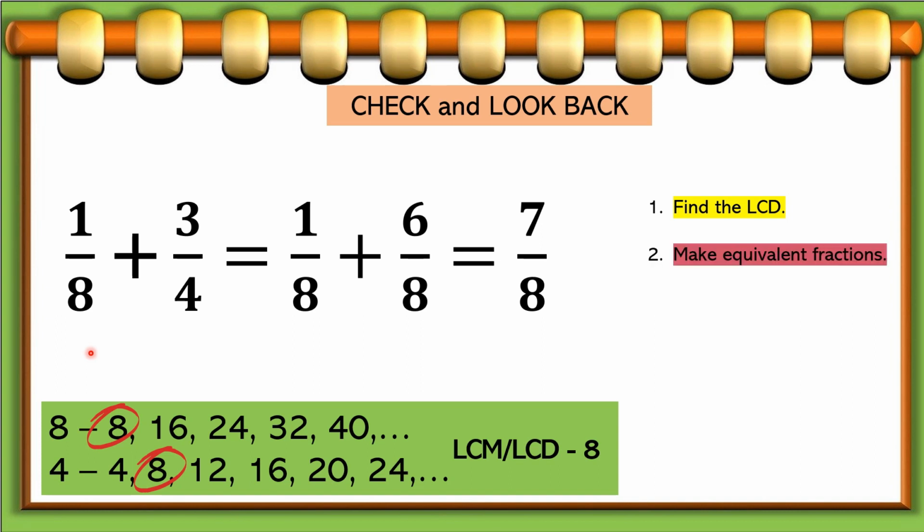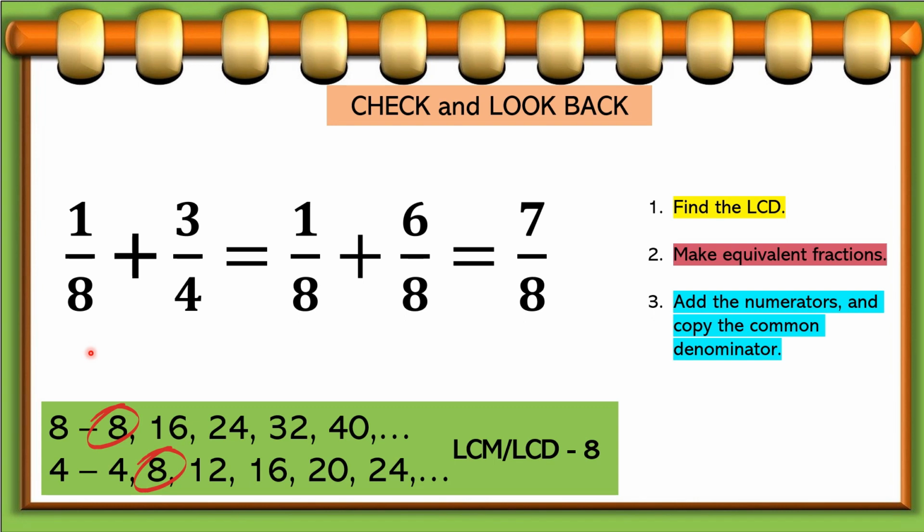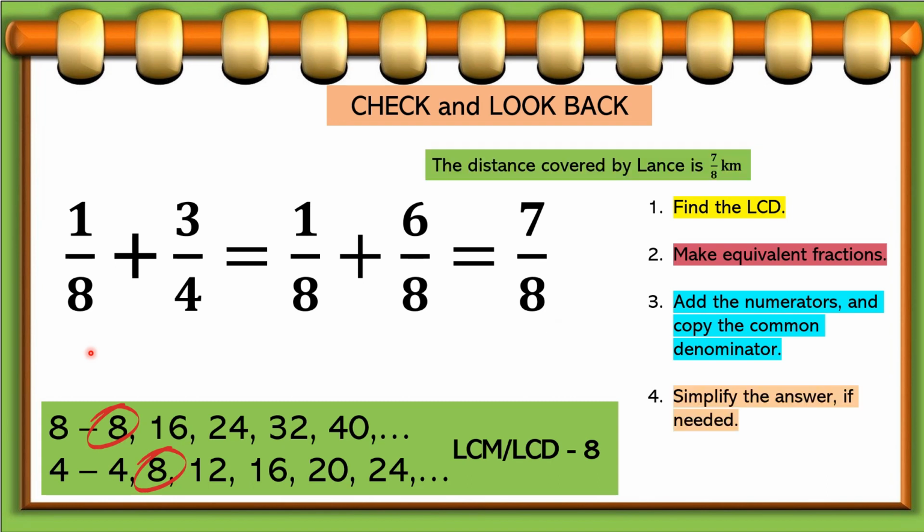Next, make equivalent fractions. So 8 divided by 8 equals 1 times 1 is equal to 1. Next, 8 divided by 4, we have 2 times 3 equals 6. Then, add the numerators. 1 plus 6 equals 7. Then copy the denominator, 8. Then simplify the answer if needed. 7 over 8 is in simplest form or lowest term. So, our answer is correct because the distance covered by Lance is 7 over 8.